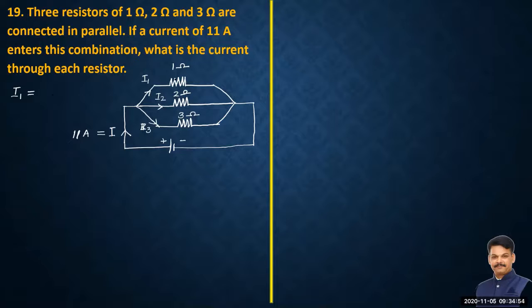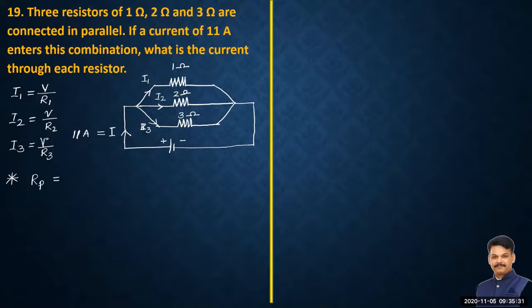Without the effective resistance, you cannot find the terminal potential difference, and without the terminal potential difference, you cannot find I1, I2 and I3. Because I1 is nothing but V divided by R1, I2 is V divided by R2, and I3 is V divided by R3. So we need V there. Terminal potential difference is necessary. So let us find the effective resistance now. What is the effective resistance of a parallel combination?